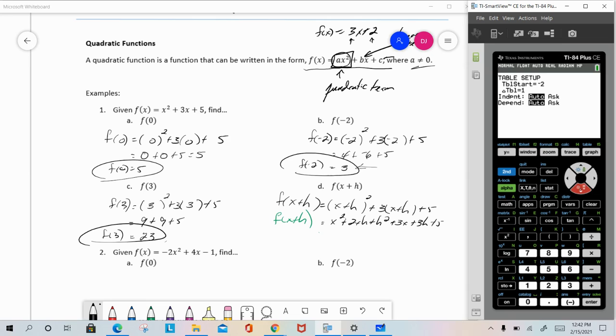So I'm going to go down to my independent variable and set this to ask. Now when I go to second table, notice that this is blank. So if x is 0, y is 5. If x is negative 2, y is 3. If x is 3, y is 23. Those are all options that I like, especially if I'm going to do 3 consecutive, right?